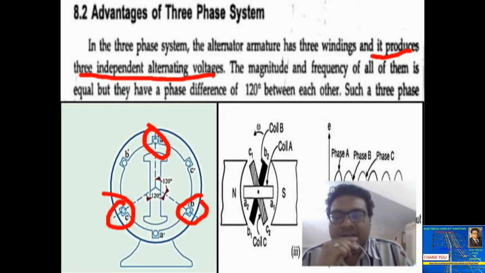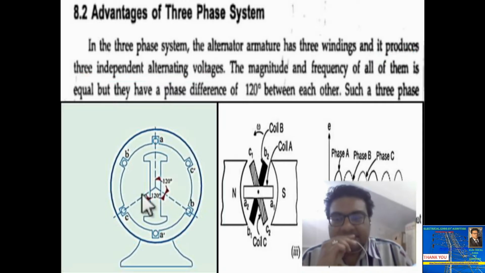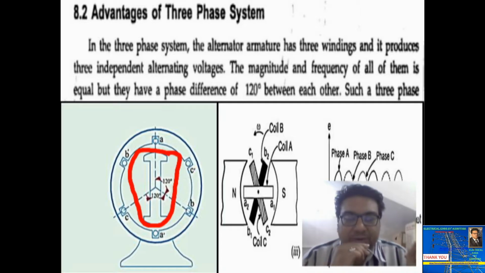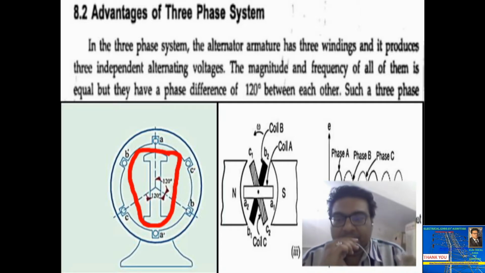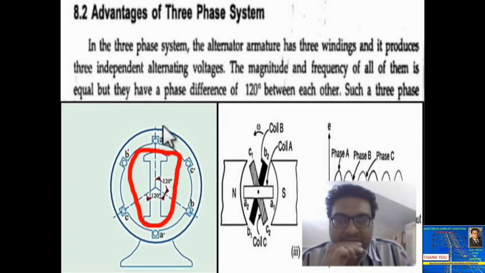Basically this is called the stator armature winding. This forms the alternator stator armature winding. And this is the rotating field, the rotor structure. You can see these are the field magnets which rotate between the coils that are placed here. This is called the rotor structure and this is called the stator.